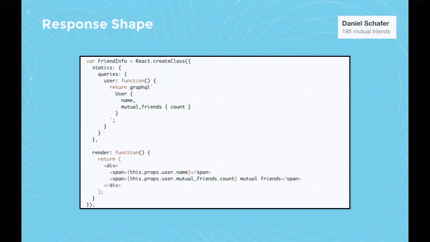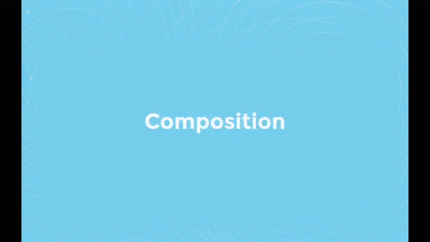What this gives us is co-location of our data queries with our rendering logic. Rather than having to have that data pass through multiple layers, we want to be able to specify it in the component itself. But this is a pretty simple component. It's only got 2 fields in it. Let's look at what it looks like once we want to nest different components.